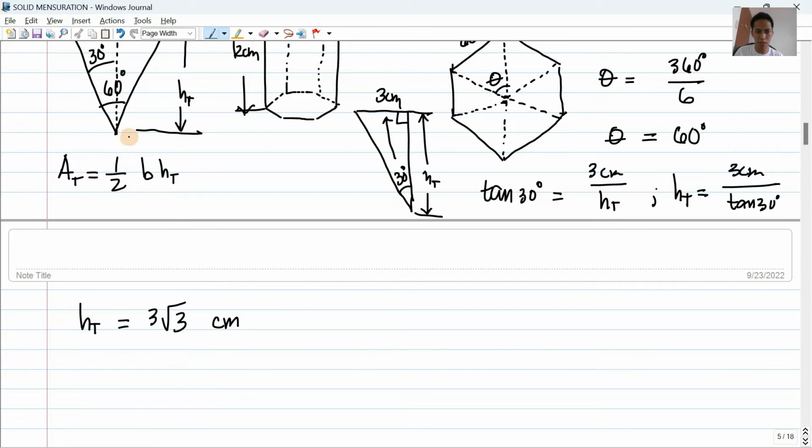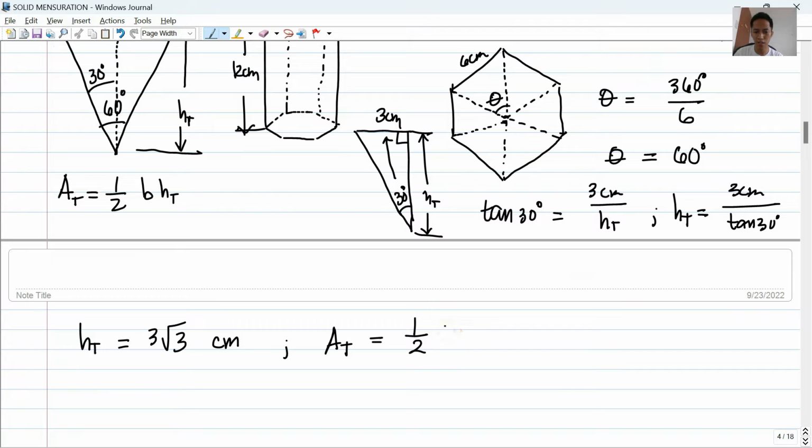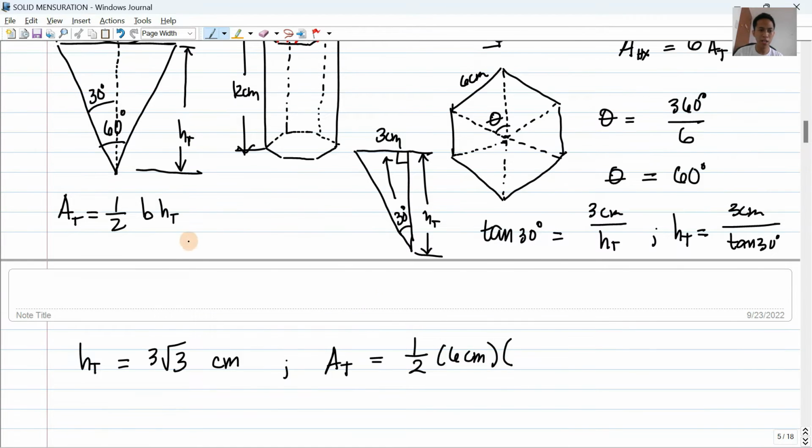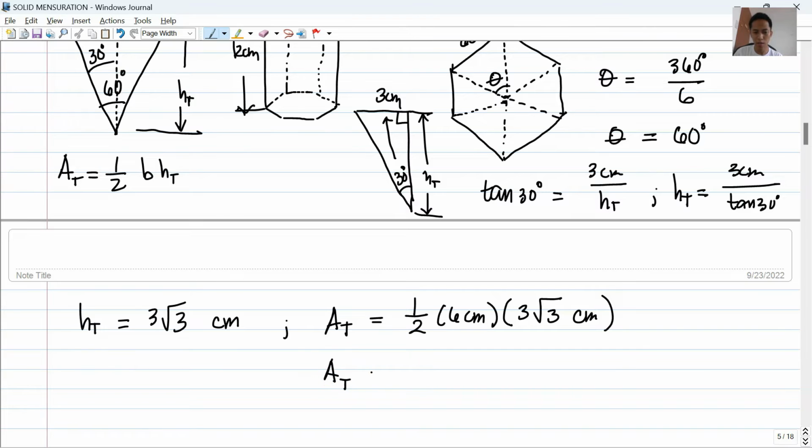Okay, meron tayong height, base given na yun. You can actually compute for the area of the triangle. So, area ng triangle is 1/2 base. Ang base natin is 6 cm. Times the height of the triangle, which is 3 square root of 3 centimeters. And then the area of the triangle is given by times 6 lang natin. So, times 6 yung answer kanina, then divide by 2. So, that is 9 square root of 3. Okay, that is now in terms of square centimeters.